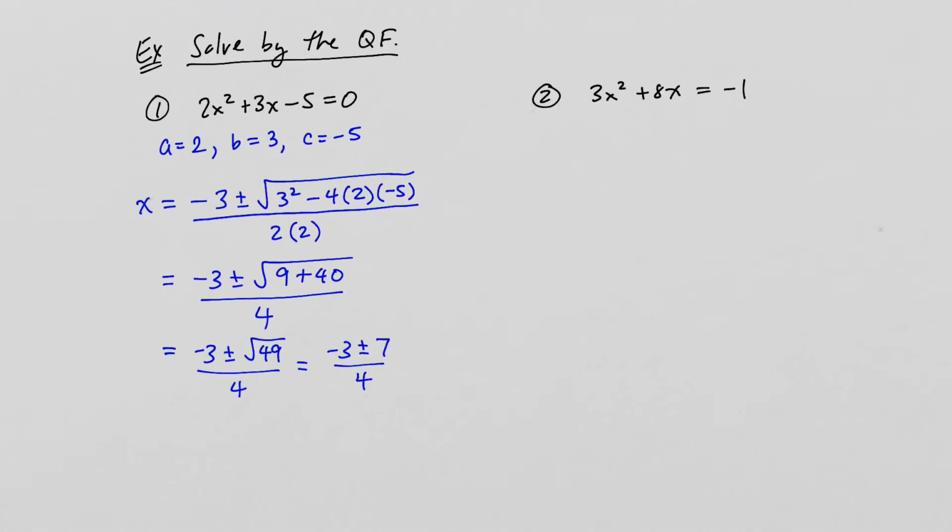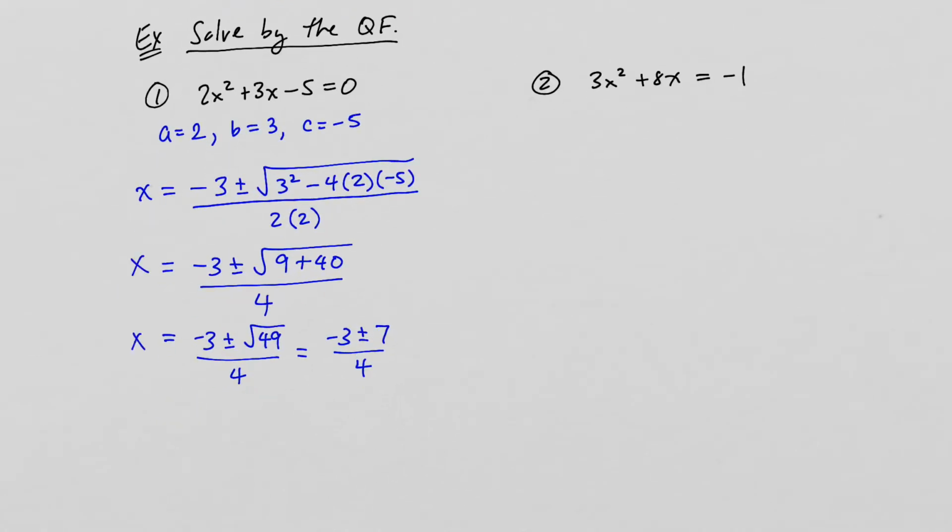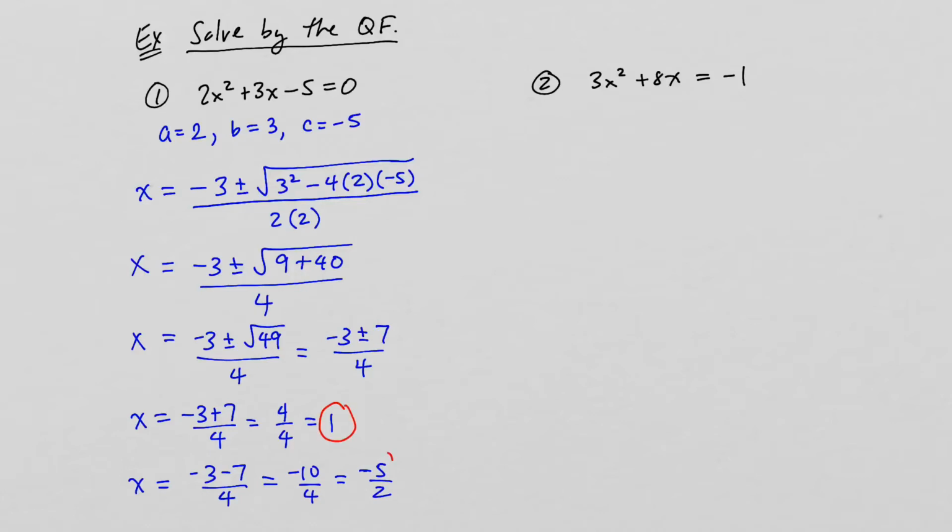And so this is what x equals. We have two answers. Either x is negative 3 plus 7 divided by 4, which is 4 divided by 4, which is 1, or x is negative 3 minus 7 divided by 4, which is negative 10 divided by 4, which is negative 5/2. So these are our two solutions.